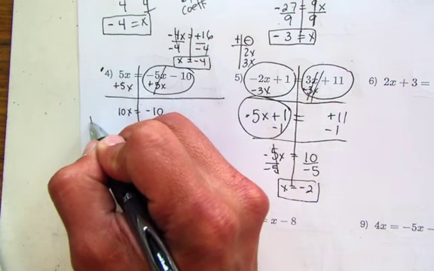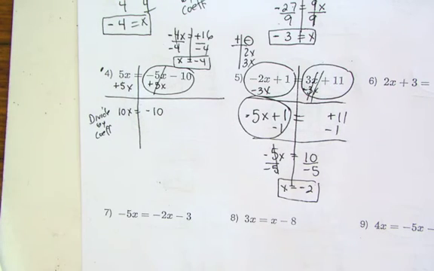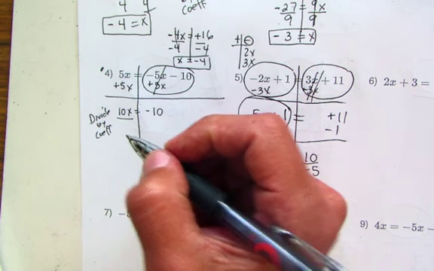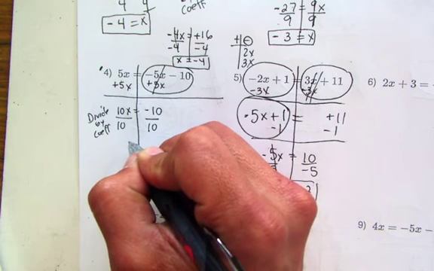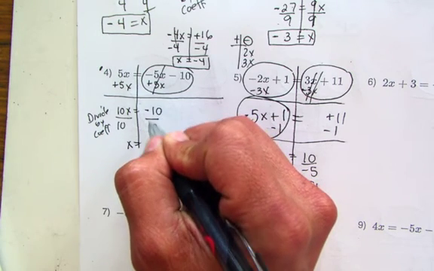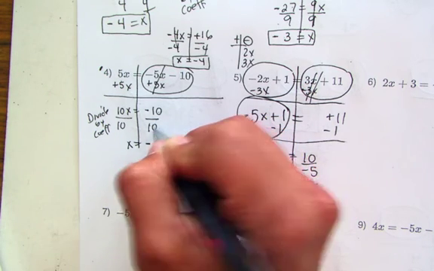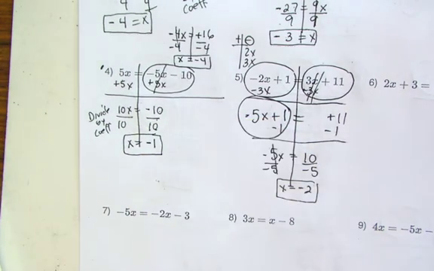Now I'm going to divide by the coefficient. What is the coefficient? It's 10. So x is, sign first, negative divided by positive is negative. 10 divided by 10 is 1. There you go. So my answer is negative 1.